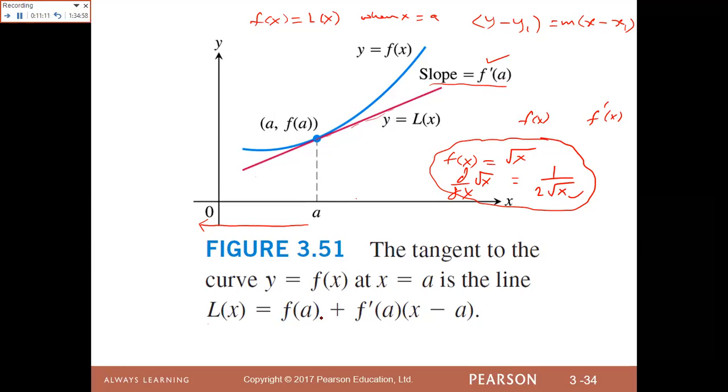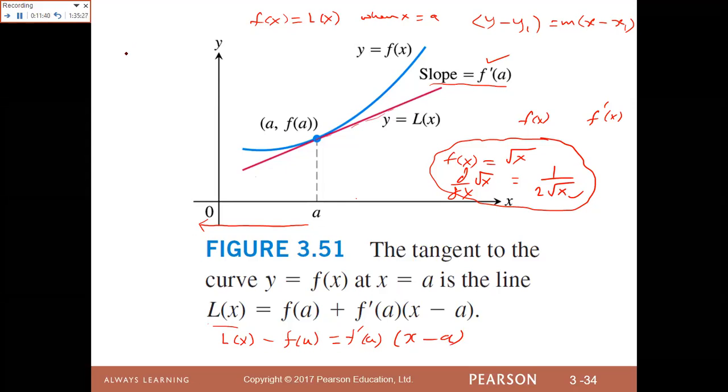Now let's take a look at this equation. L of x minus f of a equals f prime of a times x minus a. Can you make sense out of this equation? Isn't this equation similar to saying y minus y1 equals m times x minus x1? Yes. So this is just like y minus y1 equals m times x minus x1. Correct? Very good.